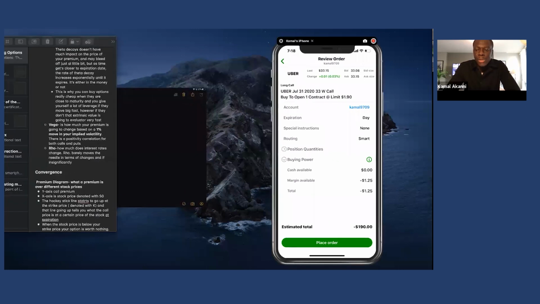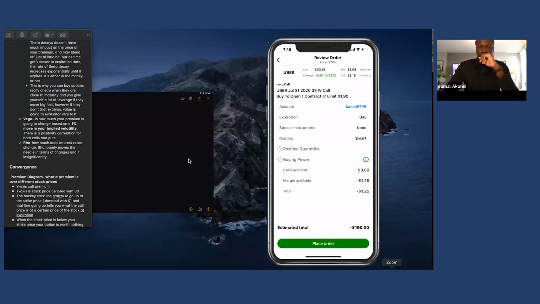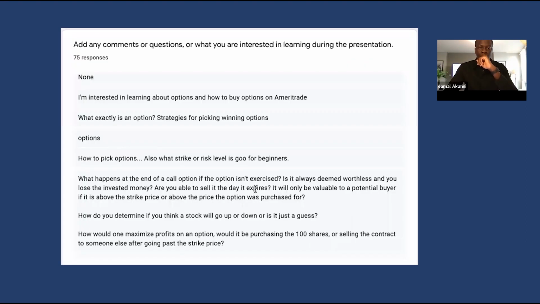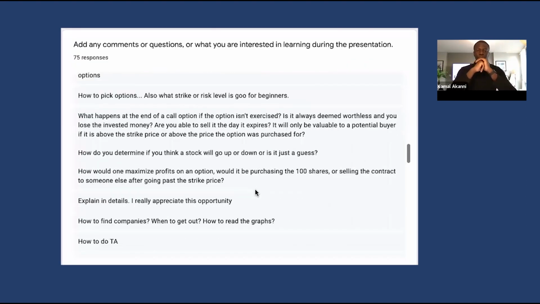That is it on that question. I'm going to answer 2 more questions, so we should be done here within 10 minutes. What will happen at the end of the call option if the option is in exercise?